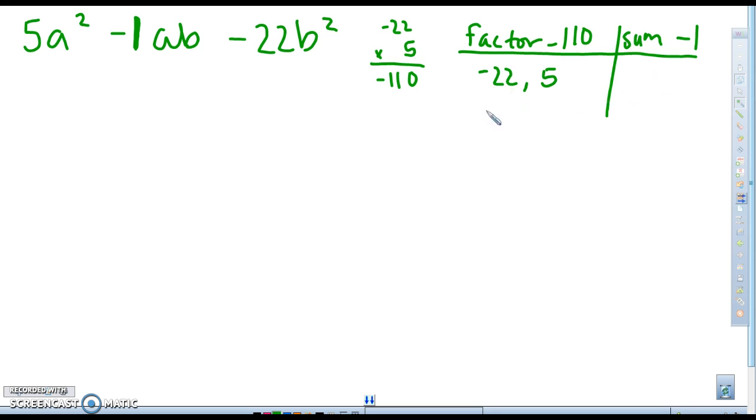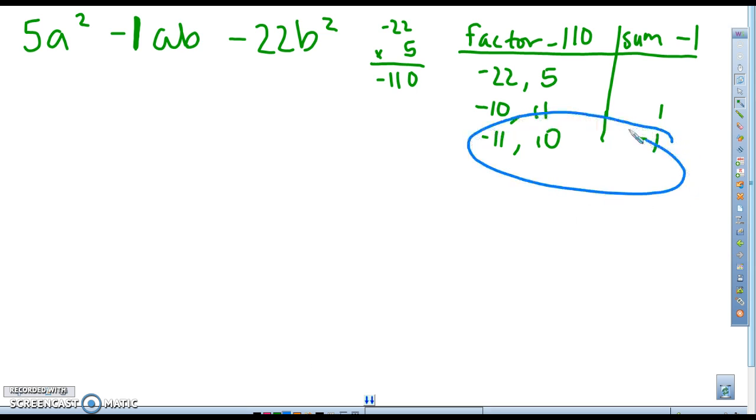But we know it ends in a 0, so we know it's divisible by 10. So what about trying negative 10 and 11? Well, that would give me a positive 1. So we can try the other side of that, which would be negative 11 and positive 10, and that gives me negative 1. So once we've done that, I take these factors that I got, and I plug them into that middle term.